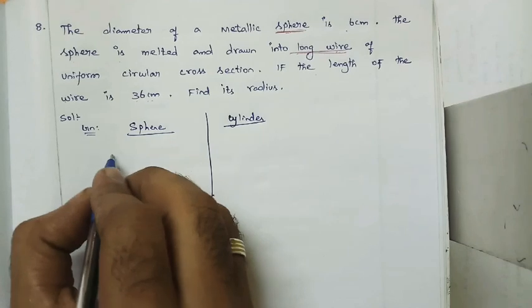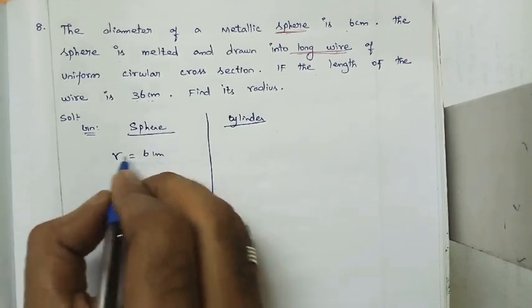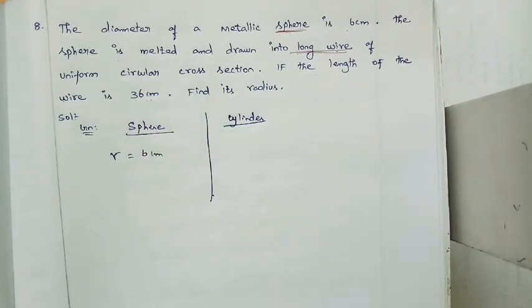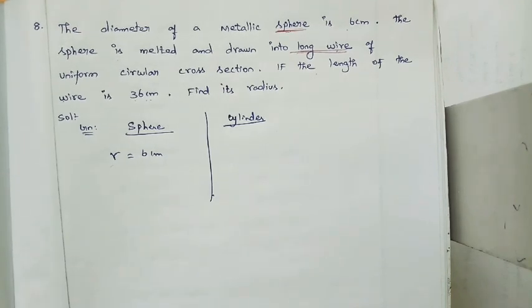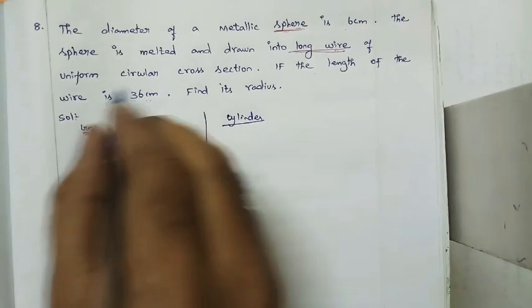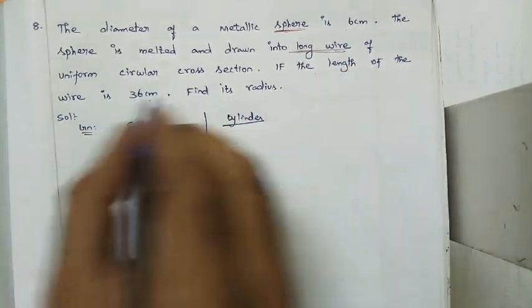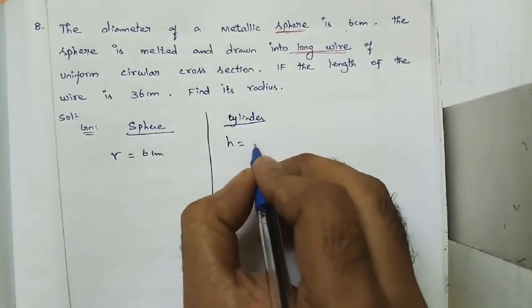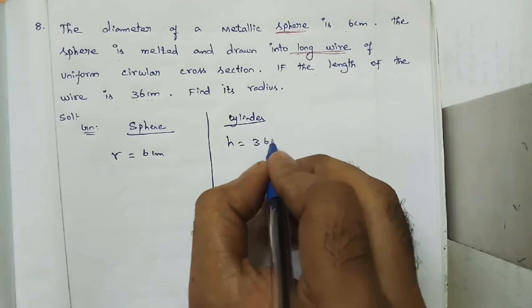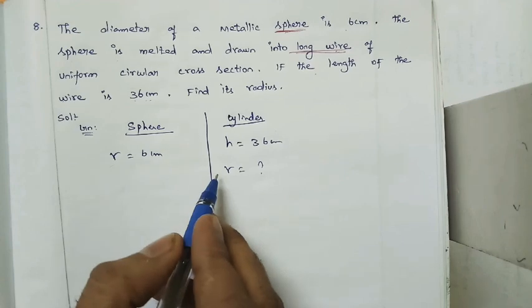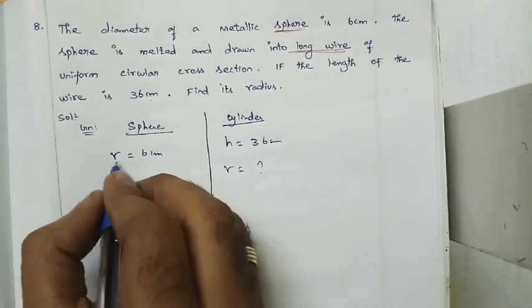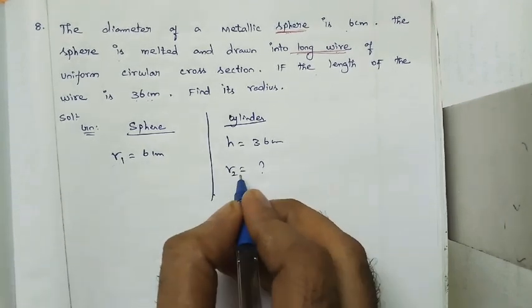What are the givens for the sphere? The radius of the sphere is 6 centimeters. That is the only thing we need. The volume of the sphere is 4 by 3 pi r cube, so r alone is needed. Next is the cylinder. The length of the wire is the height, 36 centimeters. Radius only we want to find. The two radii won't be equal, so we have to differentiate them as R1 and R2.